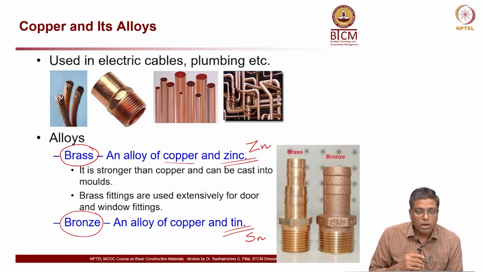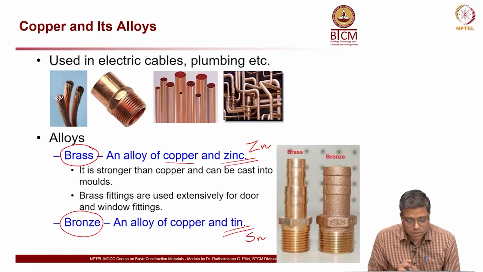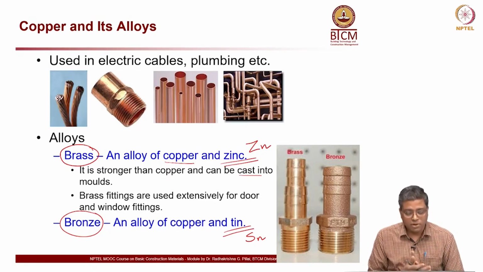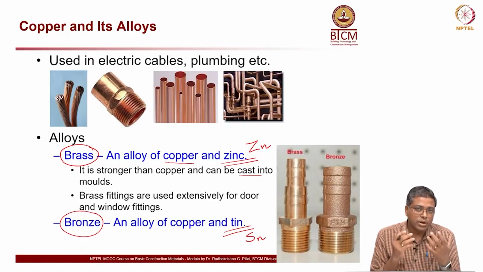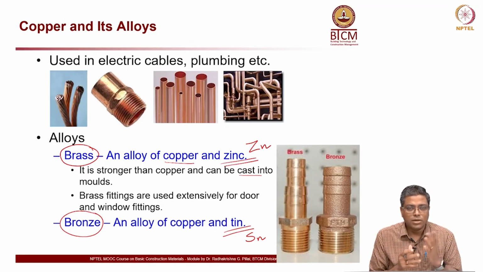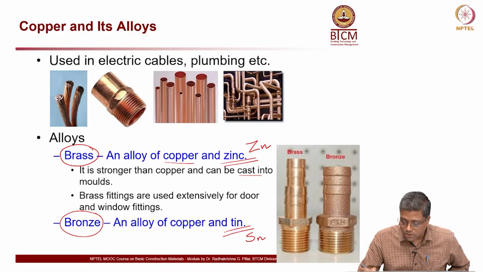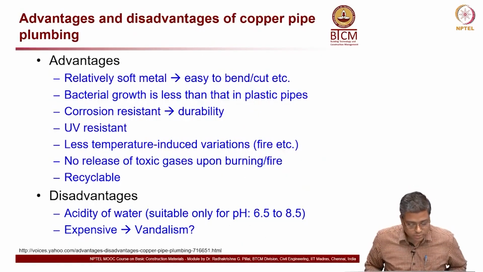Now, these are generally stronger than copper, that is why they go for this alloying process, and they can be cast into different molds or whatever shape you want. Brass fittings are used extensively for door or window fittings. It also has this golden color, so people like it for aesthetic purposes. With teak wood or wooden fittings, it matches nicely, and it's really shiny also. So, you can see this difference between brass and bronze. Sometimes it is very difficult to really notice the difference, but this is just to give you a sample to look at.